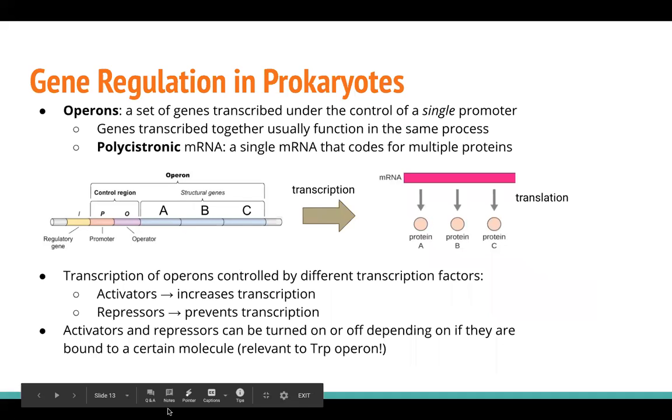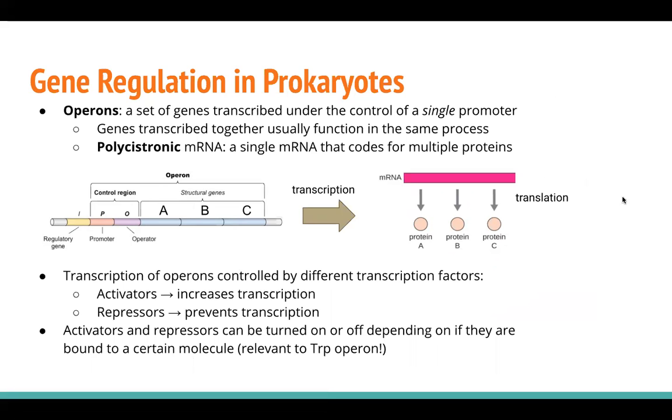Awesome. Okay, so gene regulation in prokaryotes. They use what's called an operon. I know when I took 151, we talked about the lac operon, but in this class we're going to talk about the trp operon. Operons are basically just a set of genes transcribed under the control of a single promoter. Like I mentioned before, general transcription factors can bind to multiple promoters, but in operons it's under the control of one promoter. So this one promoter controls the operon. The genes are transcribed together. Usually they function in the same process, so it's usually a group of genes that do similar things.